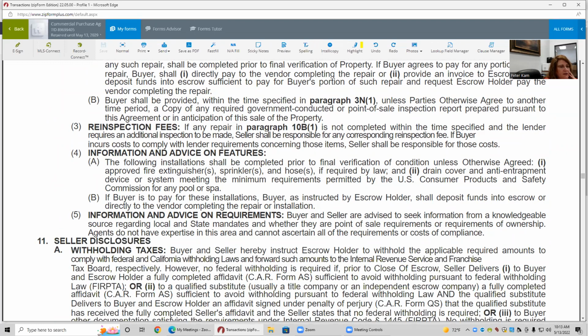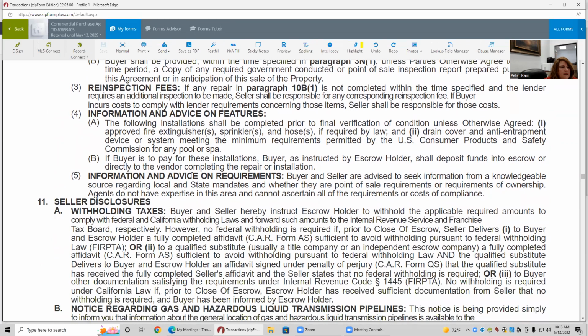So here's one, information and advice on features that I think we need to be clued into. The following installations shall be completed prior to final verification of condition of property unless otherwise agreed. Approved fire extinguishers, sprinklers, hoses, if required by law. And if there's a pool, that drain cover and anti-entrapment device on the pool. Now, if you expect the buyer to pay for any of these, listing agents, make sure you're countering that to them. Get that in your counter so they can do that prior to closing escrow if it's required, because they're going to need to deposit those additional funds into escrow to take care of those repairs. Normally the seller is going to do these items, but if your deal is so good and the seller has structured it for the buyer to pay, make sure they're getting the money into escrow to hold.